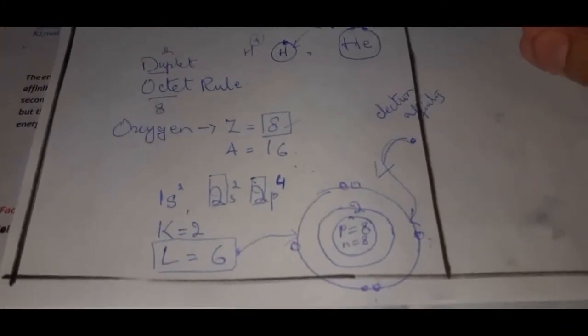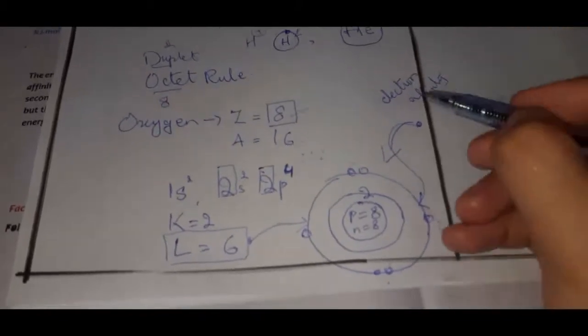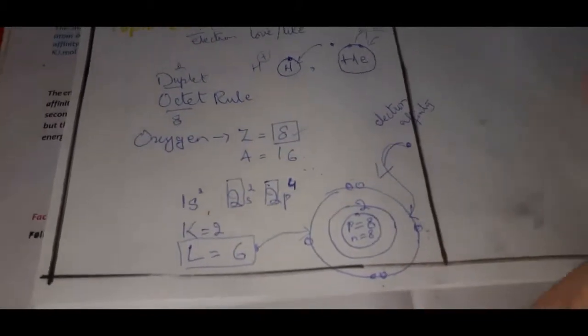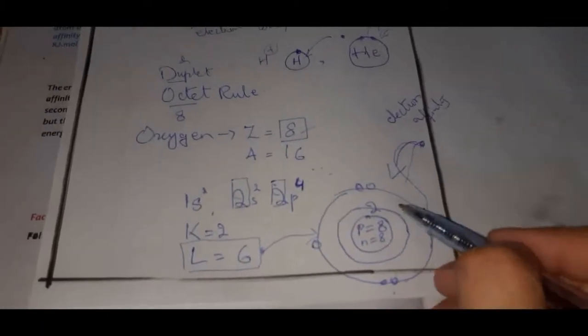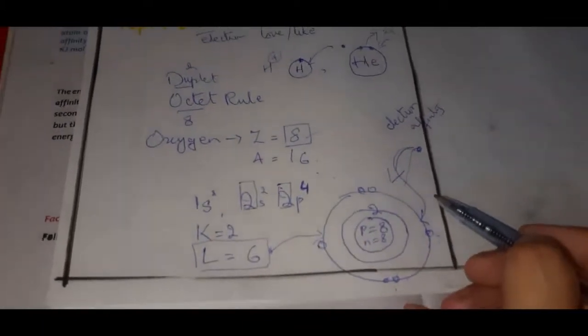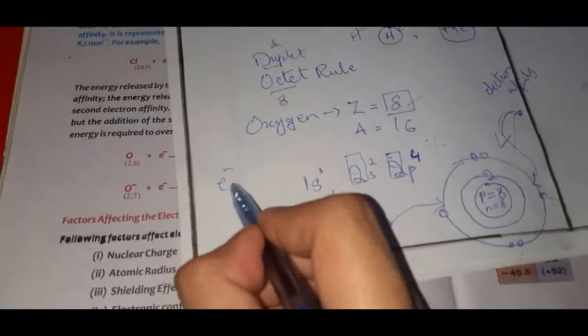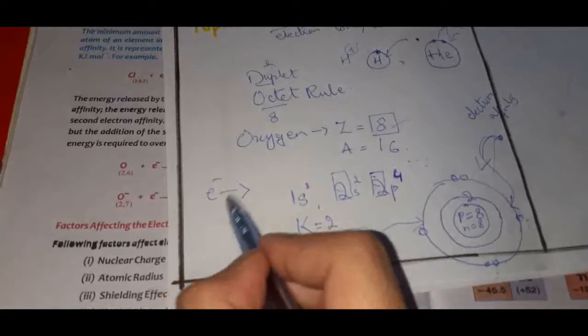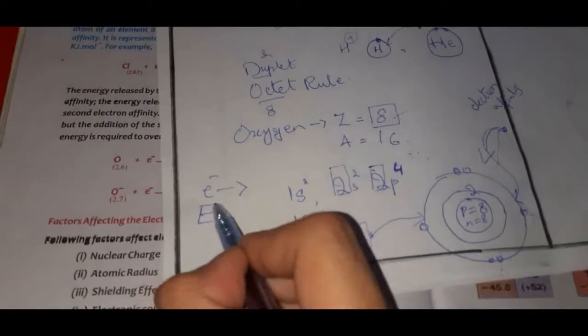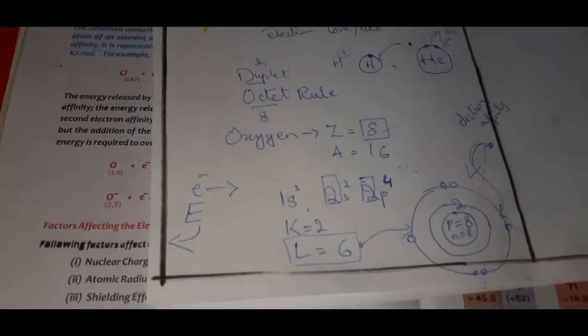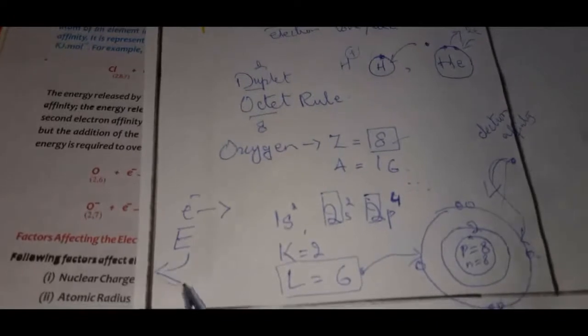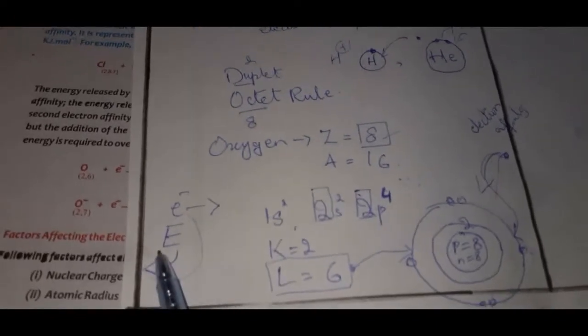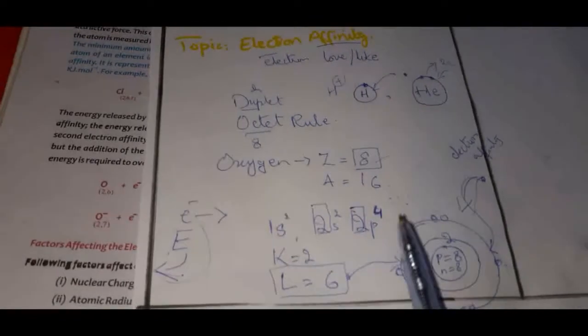But what's the case? Whenever an element gains an electron from outside, it loses some amount of energy. So what you have to keep in your mind is that whenever an electron goes inside an element, into an orbit, at that time energy goes out from the element, right? Electron in, energy out. And this minimum energy which goes out from the element is called electron affinity.